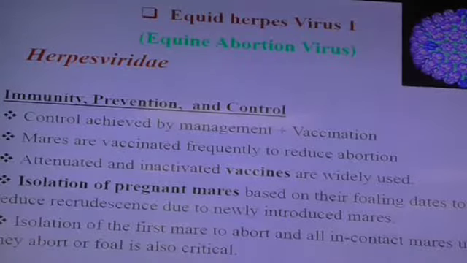In terms of vaccination, there are vaccines, both attenuated and inactivated. Generally speaking, when it comes to attenuated vaccine, we don't give it to pregnant animals. The attenuated vaccine can be given about 1 month before coitus to animals that will become pregnant later on.